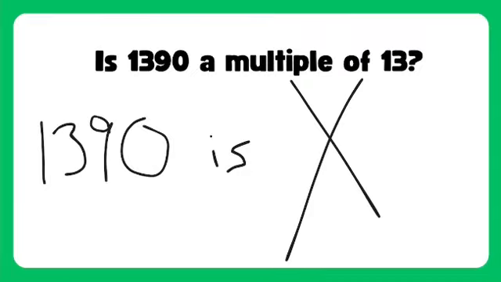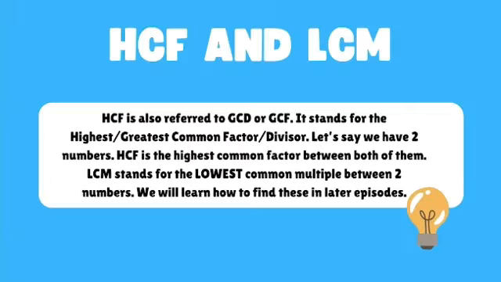Now we have learned what multiples are. It's time to go into the brief about HCF and LCM. So HCF is also referred to as GCD or GCF, but it's all the same. It stands for the highest or greatest common factor or divisor. Factors and divisors are basically the same in this, and highest and greatest are just synonyms. So let's say we have two numbers. HCF is the highest common factor between both of them.